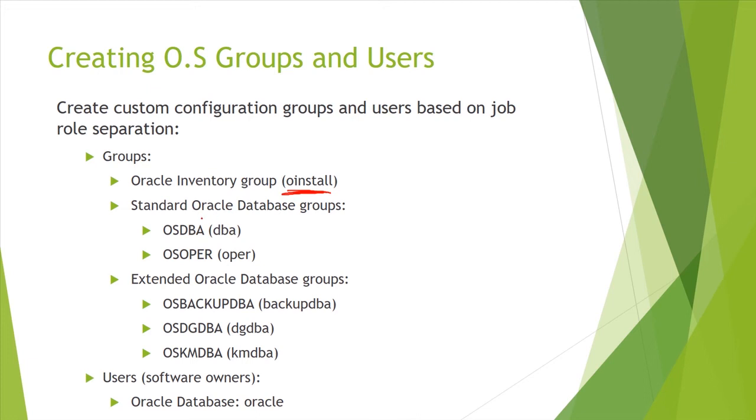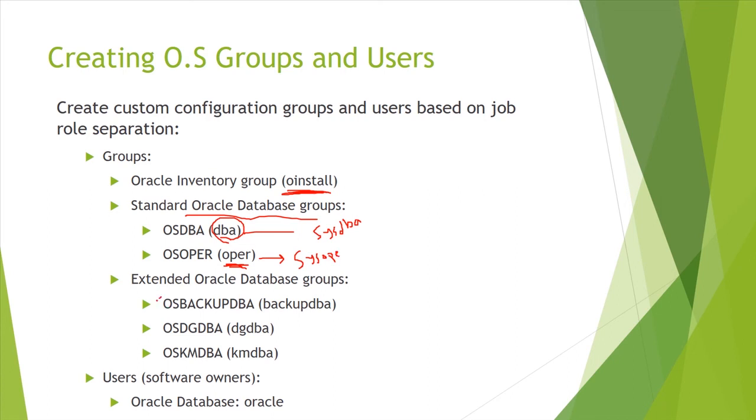The second group is the standard Oracle database groups, which are DBA and OPER. Any operating system user who is part of the DBA group can connect to the database as the sysdba user without a username and password. This is called operating system authentication. For the OPER group, any operating system user in this group can connect to the database as sysoper without a username and password.